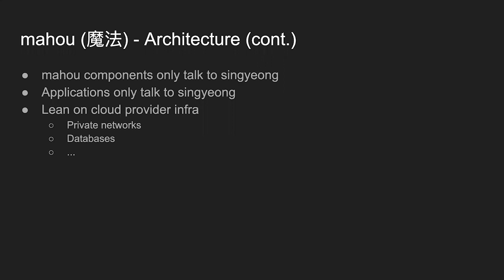And besides that, we just lean on cloud provider infra. They provide private networks for you. They provide databases. They provide so much stuff. Well, why am I reinventing that? Why can't I just use what they give me? Again, someday it would be cool to be able to support this stuff. Don't know if I'm going to reach that even this year.